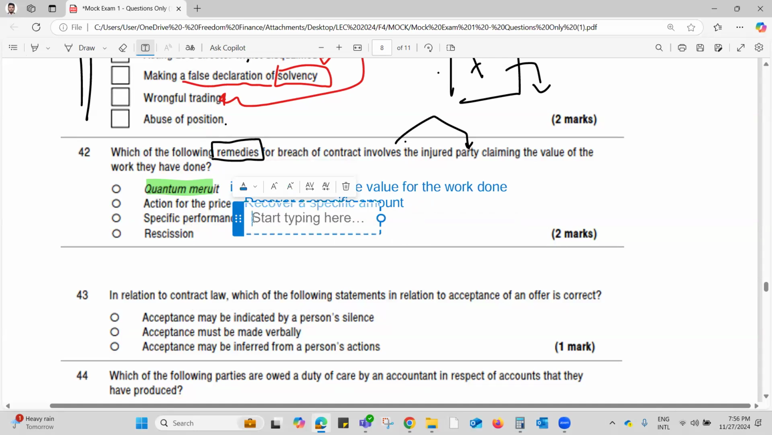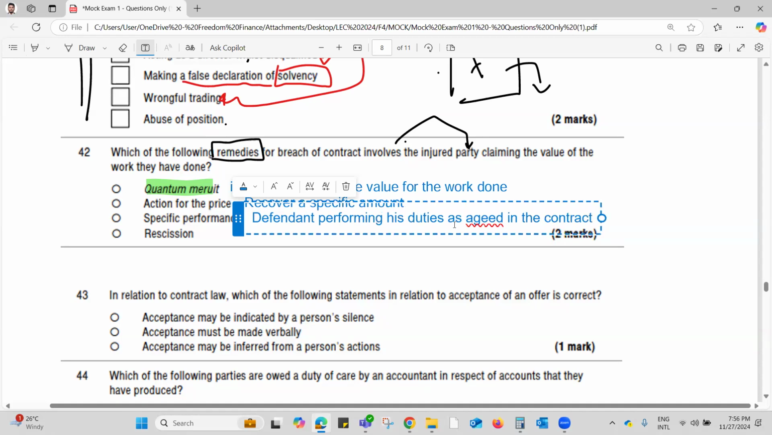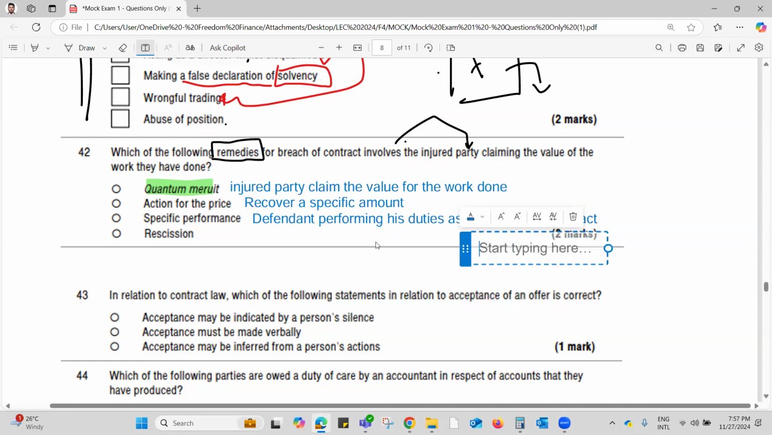What do you mean by specific performance here? Here the defendant, I would call him the defendant, needs to perform as he has already agreed in a contract. So I would say a defendant, yeah, you can understand it in that way.